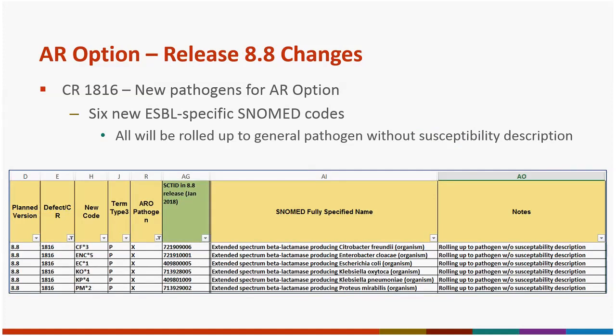CR 1816 is full of pathogen updates that Mindy will talk about a little later on, but as it relates to the AR option specifically, we'll be adding these 6 new ESBL-specific SNOMED codes here, as you can see on the slide. So all 6 of these will roll up to the pathogen without the susceptibility description, but you will be able to use these specific ESBL SNOMED codes with the 8.8 release for your AR option data.